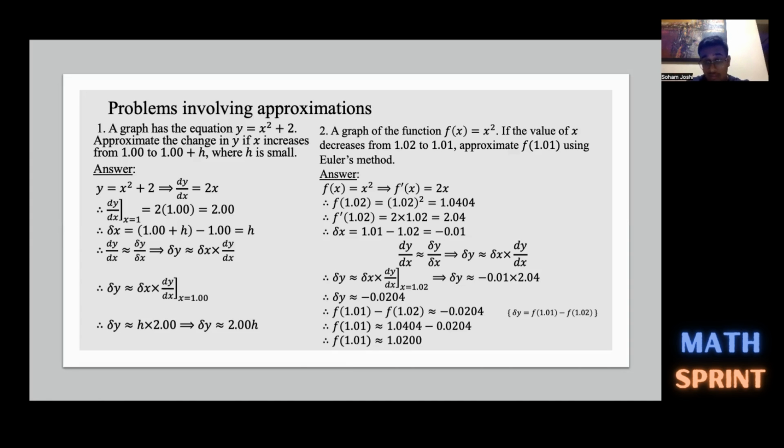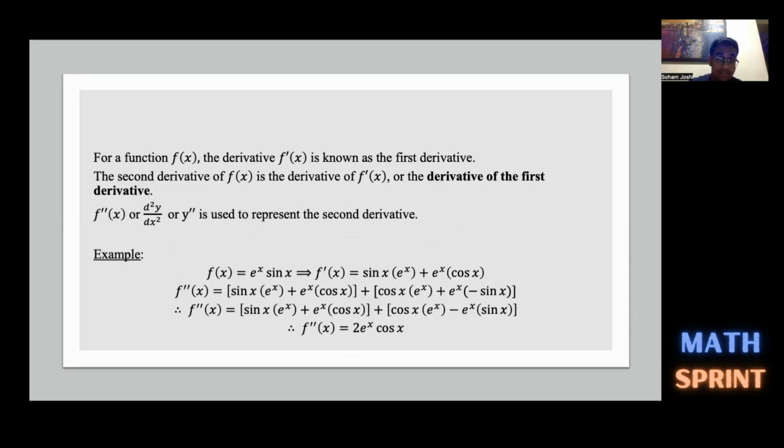So actually, if we were just to plug 1.01 into the function f, then we would get 1.01 whole square, which is 1.0201. You can see the enormously small difference between the approximated value and the actual value. So this method of approximation can yield values that are very close to the actual values.